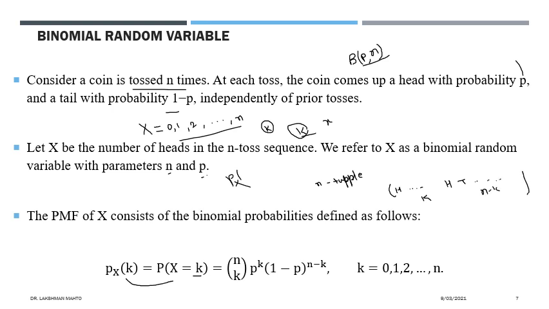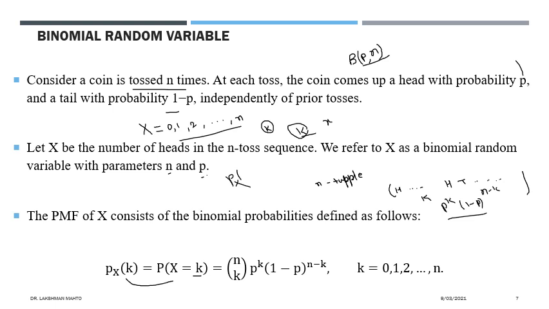So this outcome would be mapped to this observed value of the random variable x. If you try to find the probability of one individual outcome having k successes and n minus k failures, that means k heads and n minus k tails, then from the product rule that probability would be p to the power k into the probability of failure, which is 1 minus p, to the power n minus k. So this is the probability of one outcome that has been mapped to k.